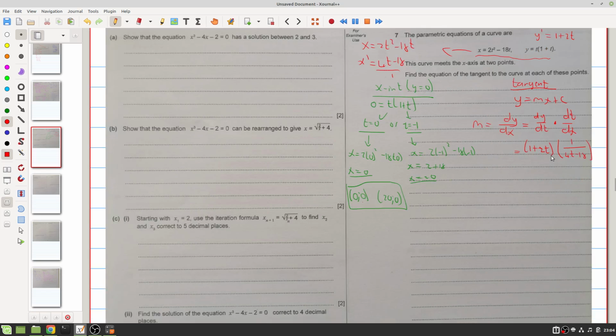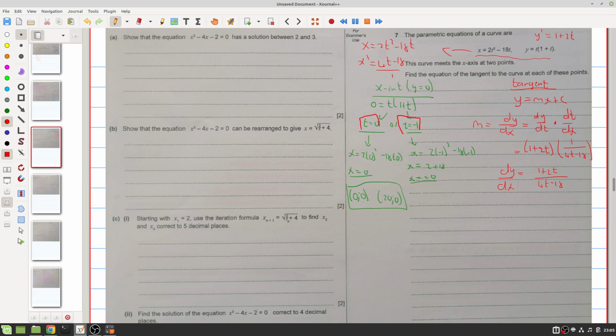And now we can probably just simplify that a little bit. Let's multiply at the top. So we've got 1 plus 2t over, and then at the bottom we've got 4t minus 18. Okay, so that's dy/dx. That's our gradient. Now we want to find our gradient at these points. So at these points, that's when t equals 0 or when t equals -1.